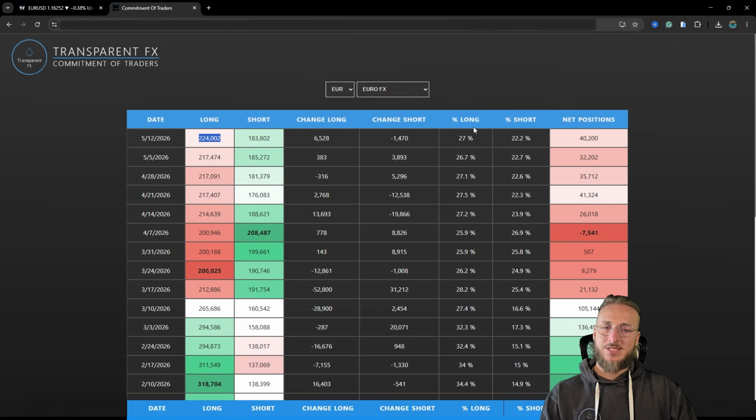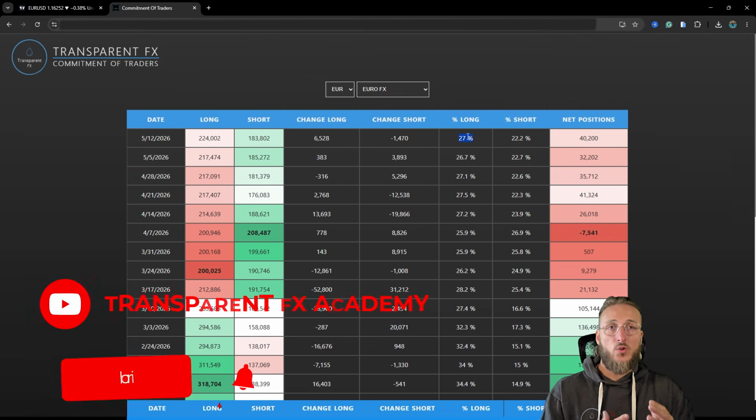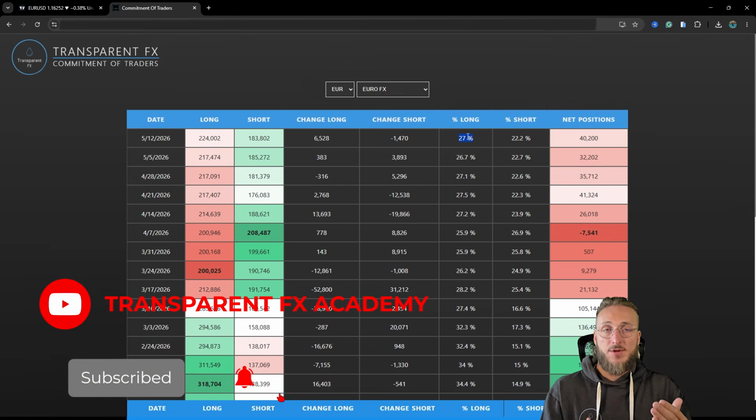Now, if we look at the percentage long, we can see that currently we're sitting at 27%. This is the current amount of long exposure from the institutional speculator side of the market compared to the overall long exposure. So if this number is too high, it means that we have an overcrowded long. So all the big institutional speculators already added longs, so we're actually near to the top, and it's just a matter of time before they will start taking profits.